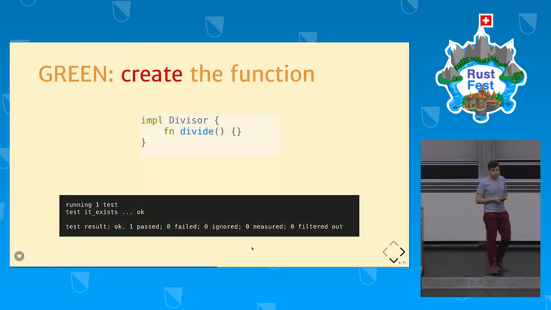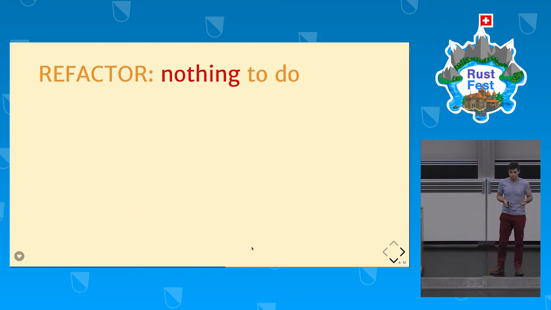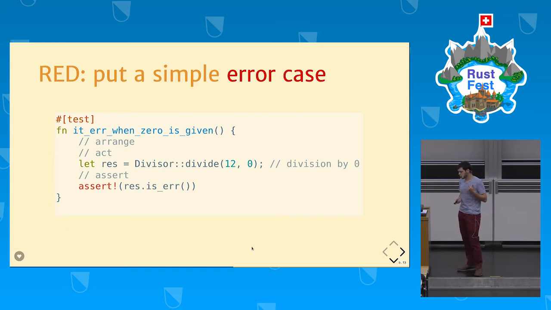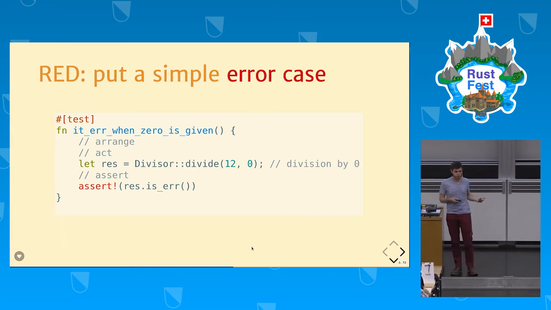The green step is very easy. You just declare the function with a signature and maybe filling the blanks, so it passes, that's great. There's nothing to refactor, so we can move on. And then we want our function to do something. So what's the easiest thing we can do that we don't do? It's easy, we don't do anything. We can put it in your tests.